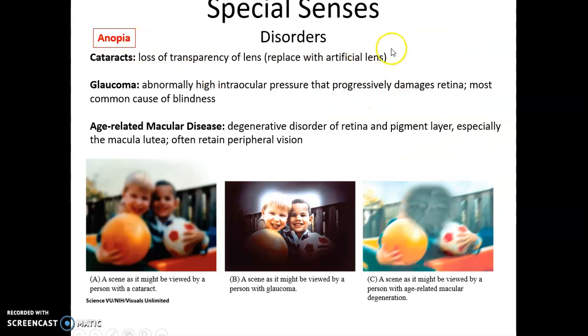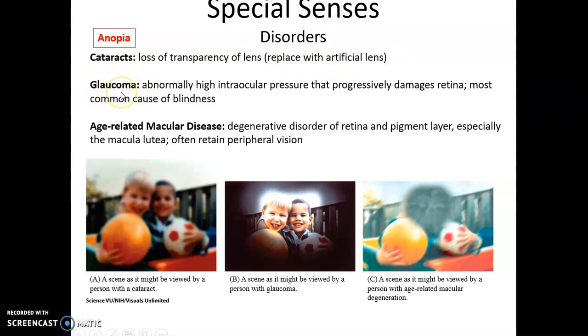Blindness, or anopia, is a disorder of vision. Cataracts is when the person's lens loses its transparency. It becomes opaque over time. And so here's someone who's slowly going blind from cataracts. And the lens can be replaced with an artificial lens to restore the person's vision.